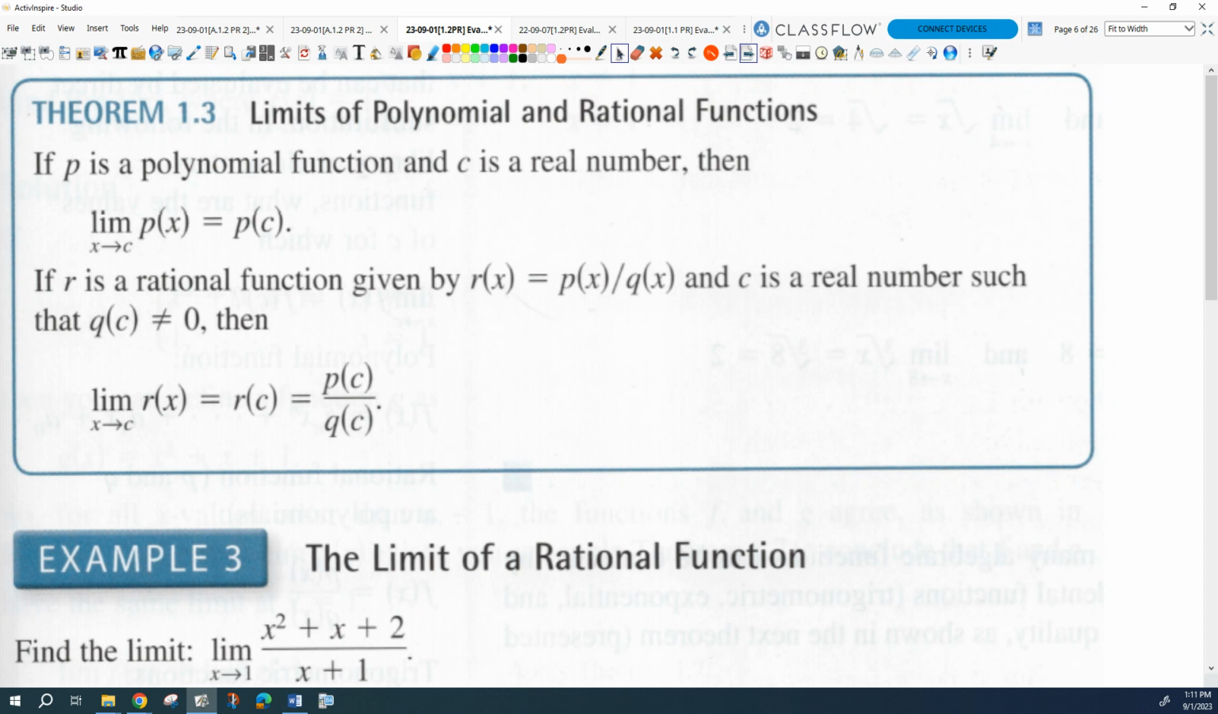Direct substitution is going to work as long as q of c is not equal to 0, because that would be a place where a rational function would have a vertical asymptote, right? Okay.